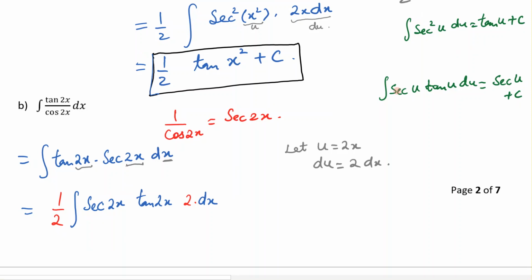Now we can use this formula. So we have the form secant 2x, tangent 2x, and the differential of our angle. So it means the answer should be equal to secant of the angle plus c. So thus we get that. Let's do a few more examples to get some more practice.